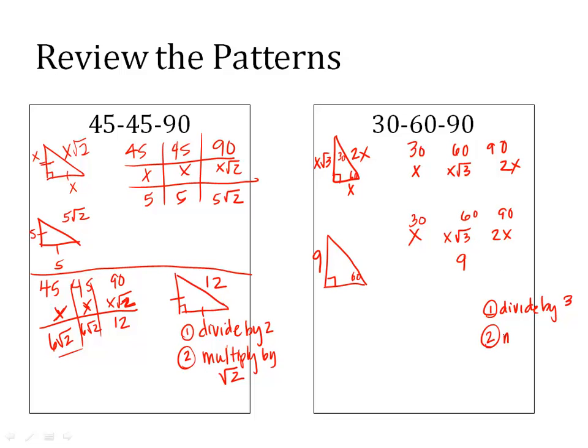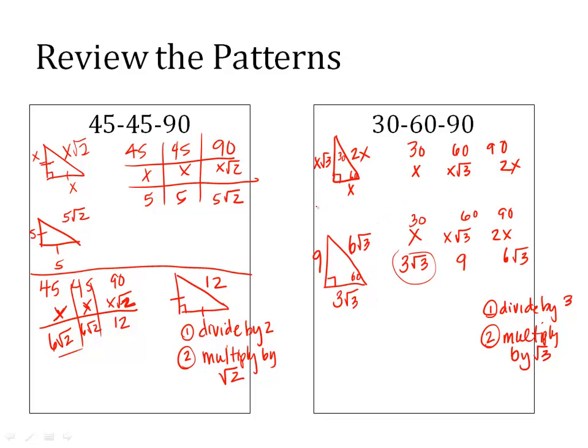Then I'm going to multiply by a radical 3. So if I divide 9 by 3, I get 3. Multiply by a radical 3, I get 3 square root of 3. So that means the side opposite the 30-degree angle is 3 square root of 3. Now to find the side opposite the 90, all I do is multiply this by 2. So I get 6 square root of 3. So my hypotenuse is 6 times the square root of 3.